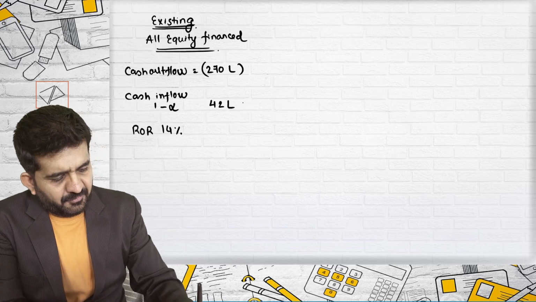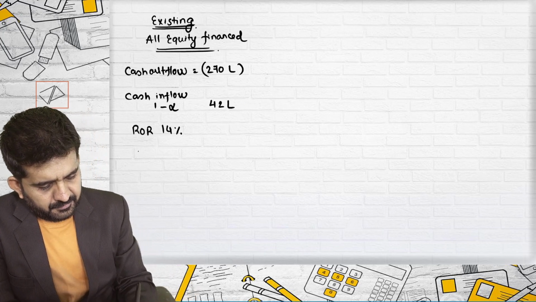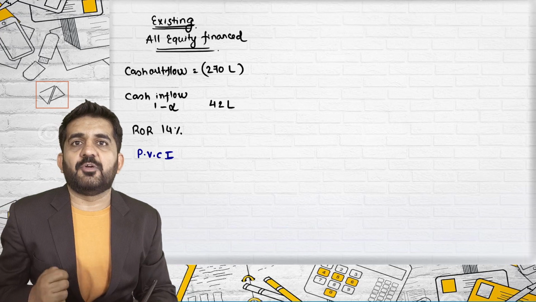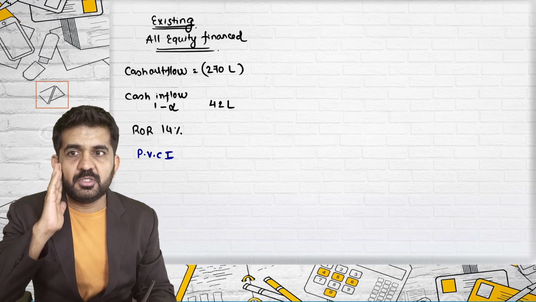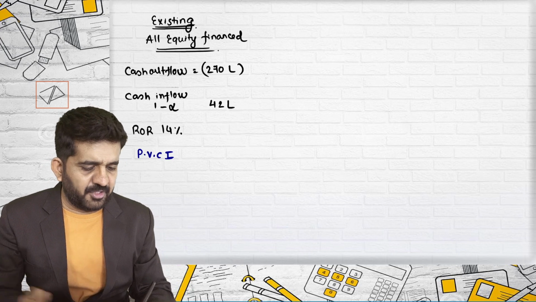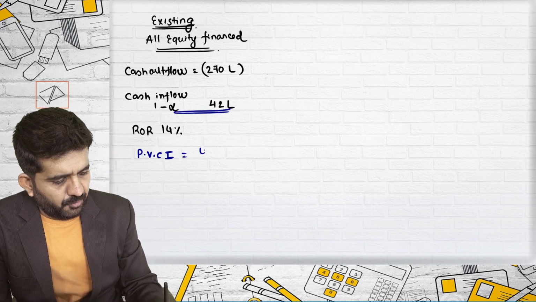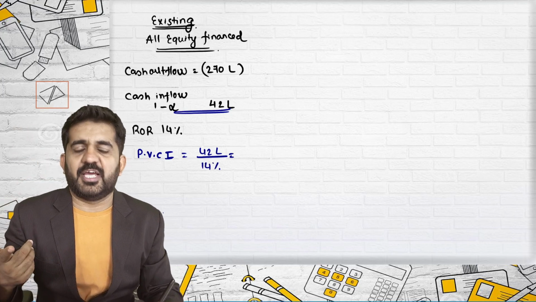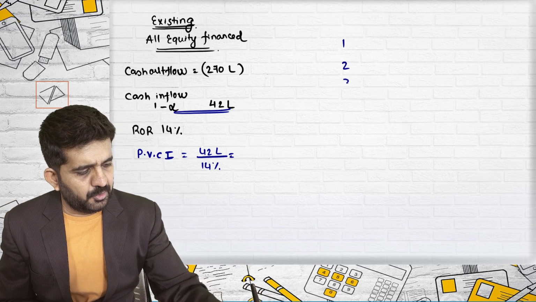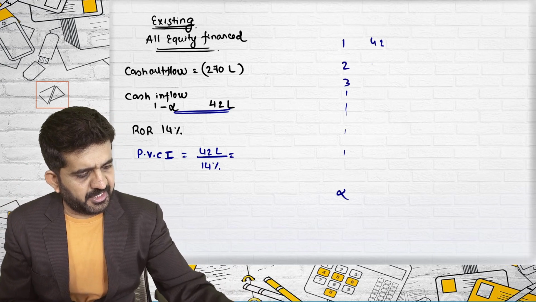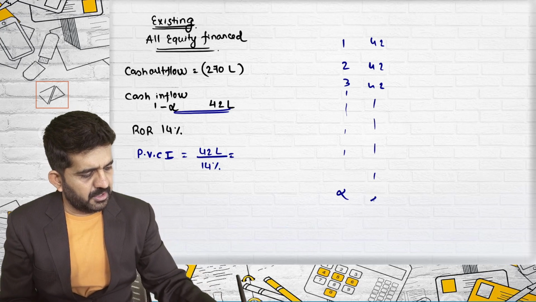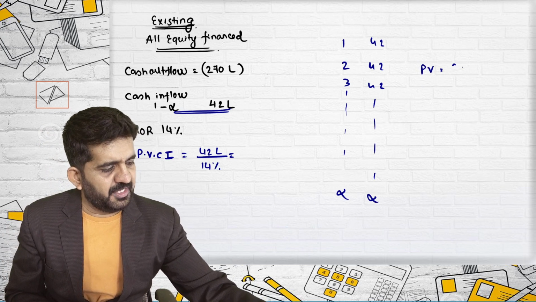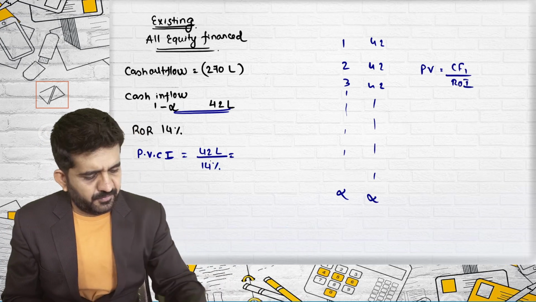Can you find out the present value of cash inflow in this? Do you know how to find out the present value of infinite cash flow without growth? Cash flow of first year divided by rate of interest, right? 42 lakhs divided by 14% is the present value of cash inflow. How have I done it? Years 1, 2, 3 up till infinite. What is my cash flow? 42 lakhs, 42 lakhs, 42 lakhs up till infinite. My present value will be the cash flow of first year divided by rate of interest. That is what I have done.